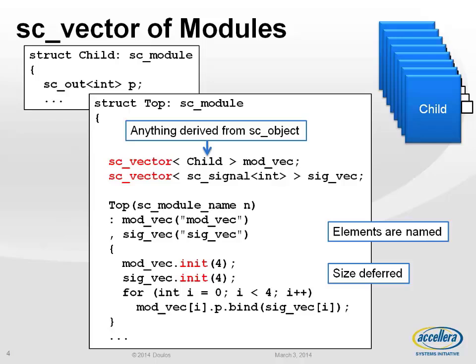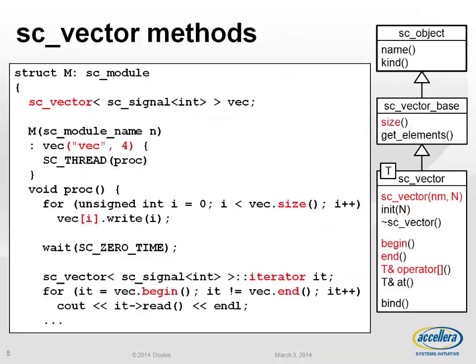So then down here inside the constructor, we've named our new vectors. And we're separately, programmatically initializing the vectors to say how big they are, 4 children and 4 signals in this case. And then we've got a for loop to go off and actually bind all the ports. This slide is just highlighting technically what these SC vectors look like with a bit of UML on the right-hand side here. The bottom line is you just use them like arrays.